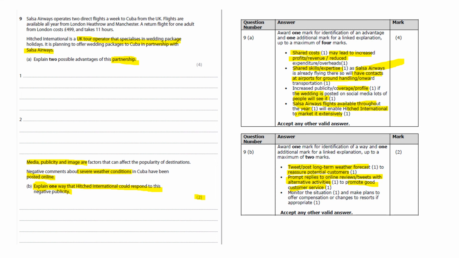It could be you monitor the situation. You actually pay careful attention to the weather, and then if there is a risk of a hurricane, for example, you change the wedding to another appropriate resort, maybe a different island perhaps. But anything sensible about how you'd respond to someone being concerned about hurricanes coming that way, and even if it's not true, they're just putting this down as a post, will get you the marks as long as you've got a sensible reason and you explain it.